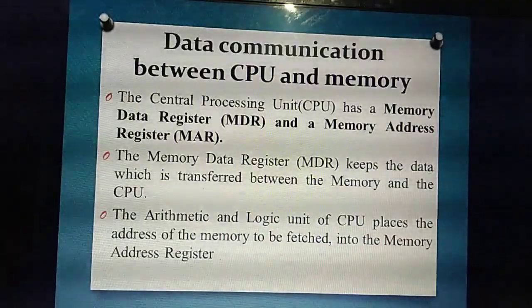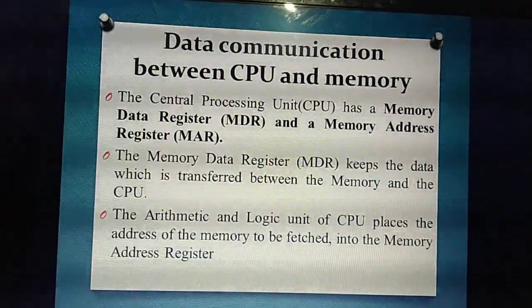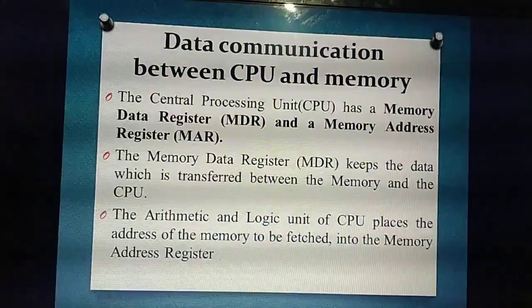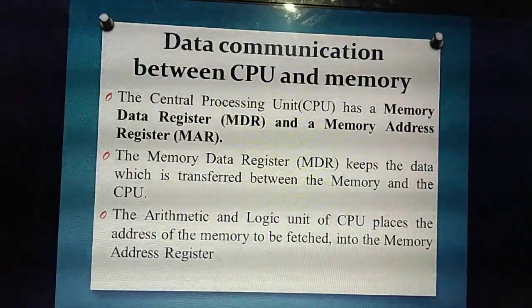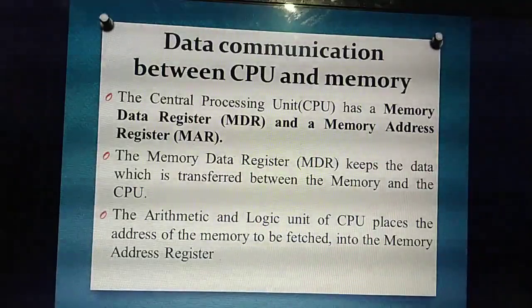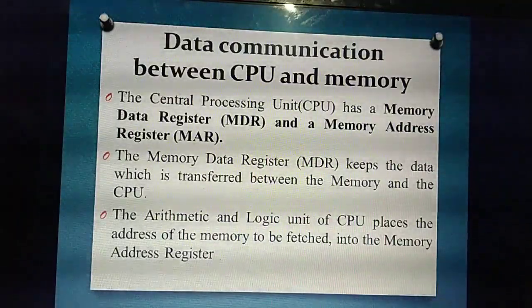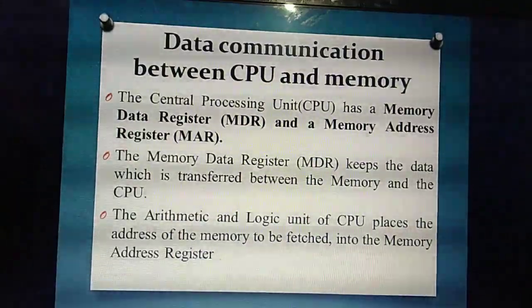So in this slide you have studied two important things. What are they? The CPU has two important registers: memory data register and memory address register. What's the use of MDR? It will keep the data transfer information transferred between the memory and the CPU. What's the use of memory address register? Everything stored in the memory is stored based on addresses, and all those addresses are kept track of by the memory address register. These addresses are handled by the arithmetic and logic unit.